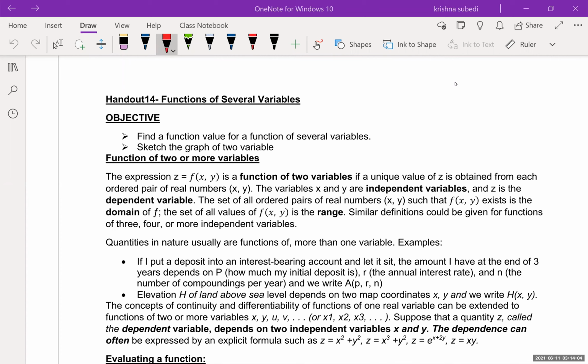So the topic of today's lesson is function of several variables. The basics of function of several variables. Okay. So here is the objective, here is the goal for today's lesson. Find a function value for a function of several variables and sketch the graph of two variables.